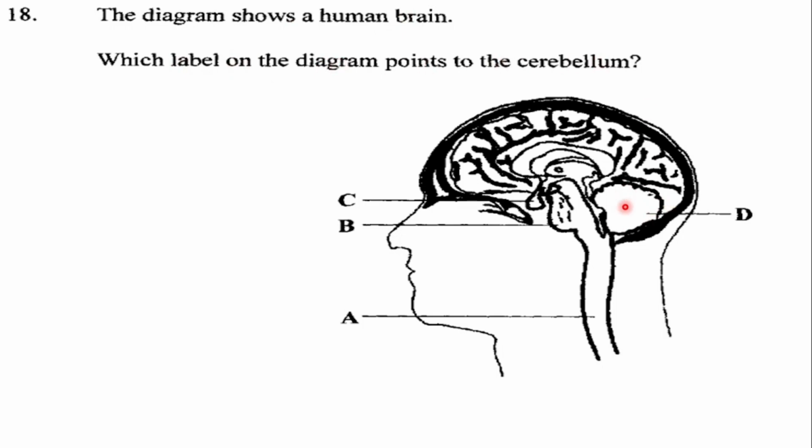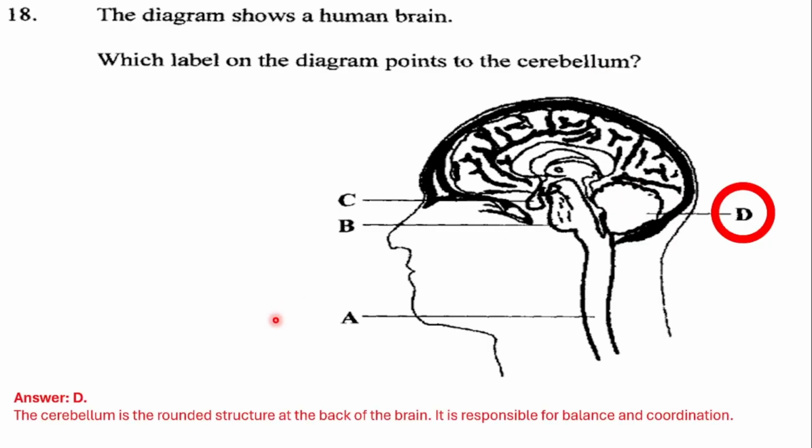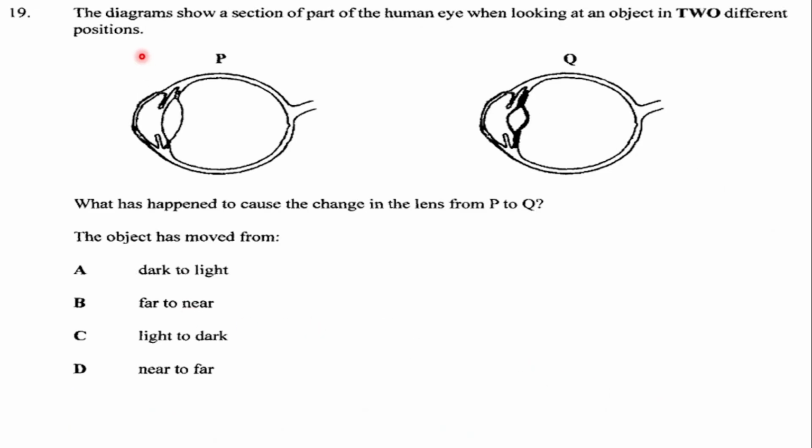Now the answer is definitely going to be D, because D points to the cerebellum, and the cerebellum is the rounded structure at the back of the brain. It is responsible for balance and coordination. Let's move on to question number 19, which says, the diagram shows a section part of the human eye when looking at an object in two different positions.